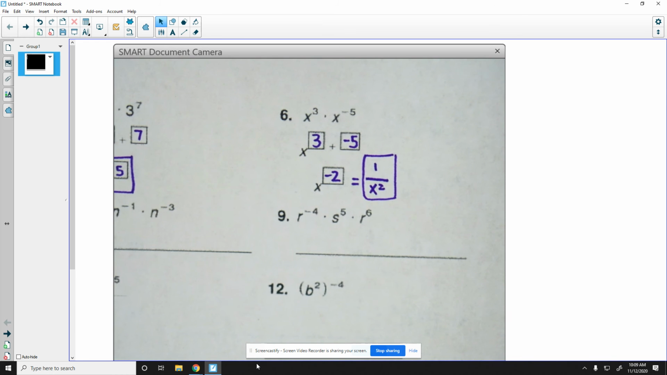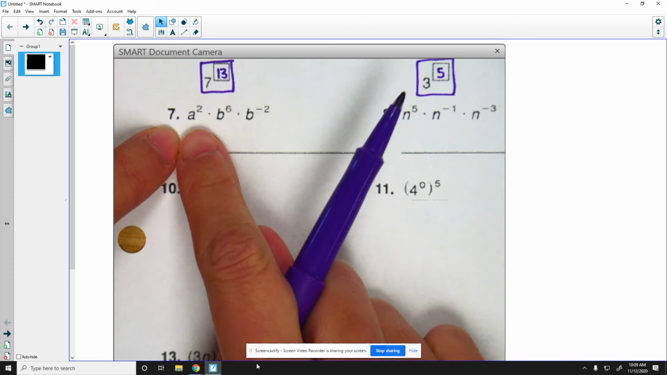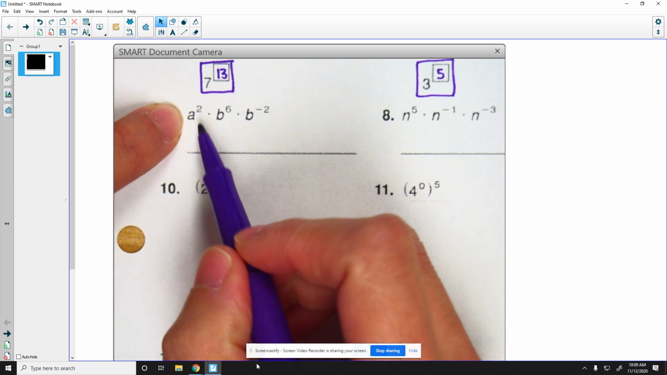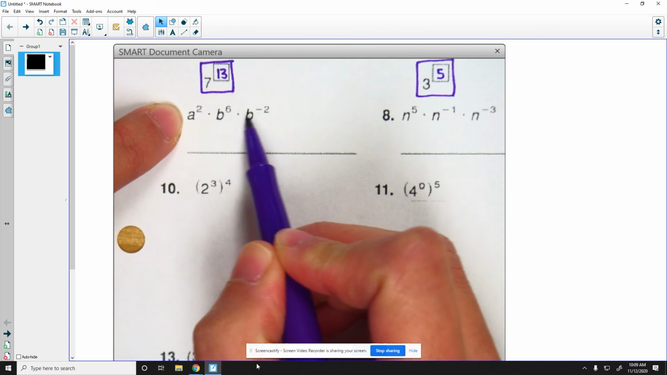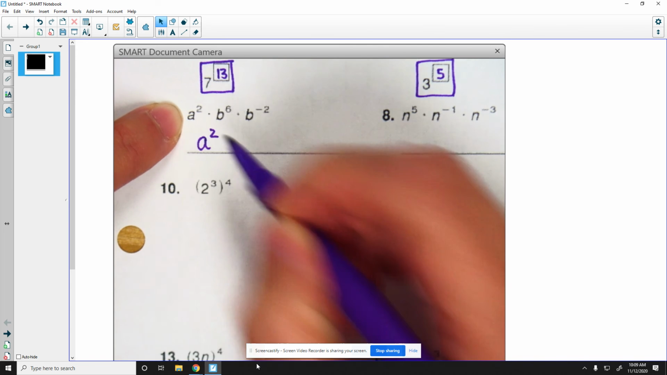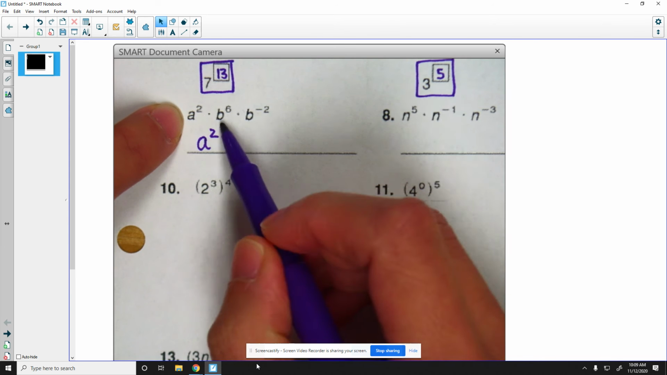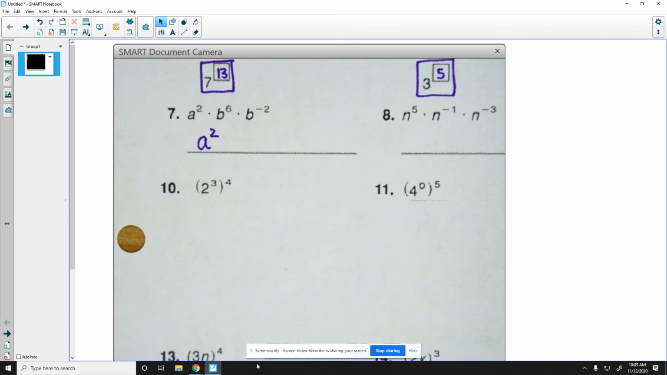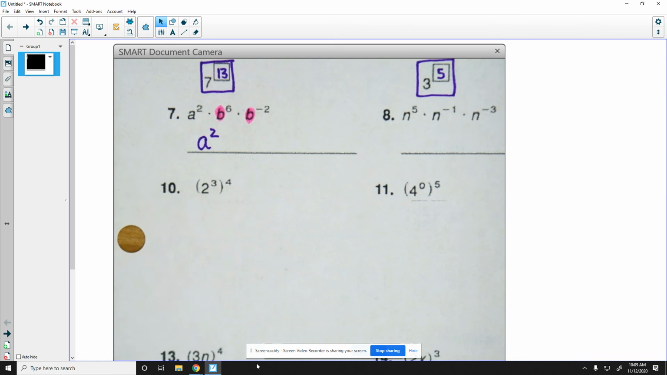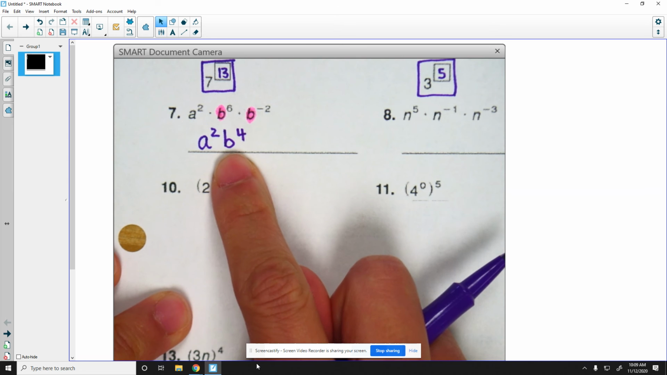Okay, so now let's do number 7. The rule only works if I have the same base. So can I add this 2 with the a with anything else in here? No, right? Because there's no more a's in here. So that stays the same in my answer. I can't combine any of the a's. But my b's I can combine because they're the same. So combine your b's. What do I end up getting? B to the what? 4. And so my final answer is a squared, b to the 4.